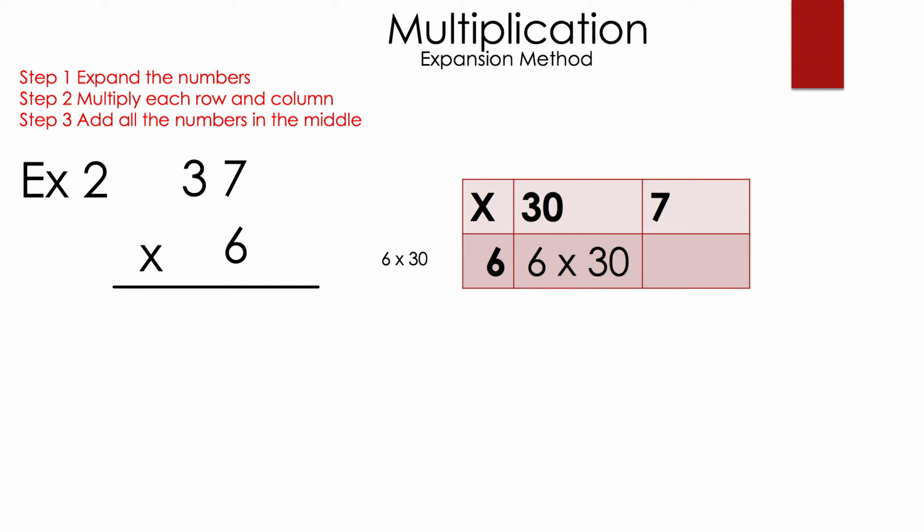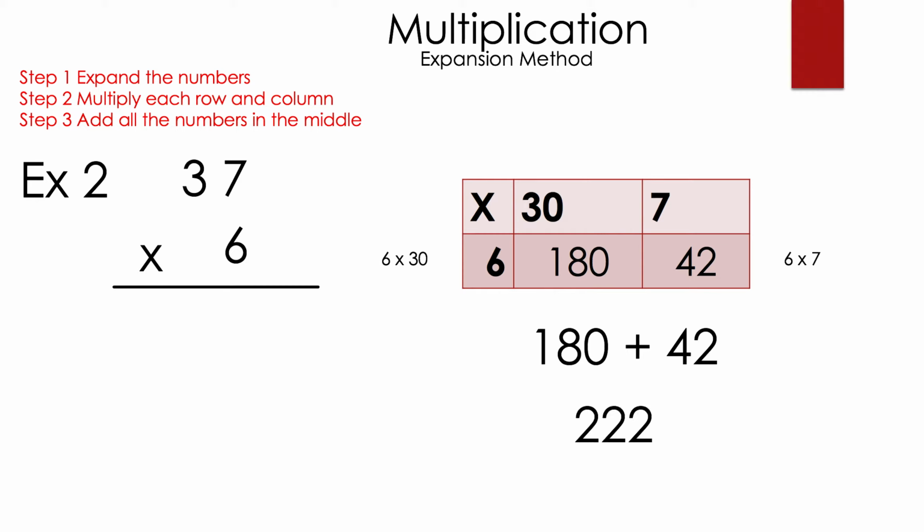So we get 6 times 30, which is 180. Now we do 6 times 7, which is 42. Now we need to do step number 3, add all the numbers in the middle, which is 180 plus 42, and that becomes 222. Move it over, and my final answer is 222.